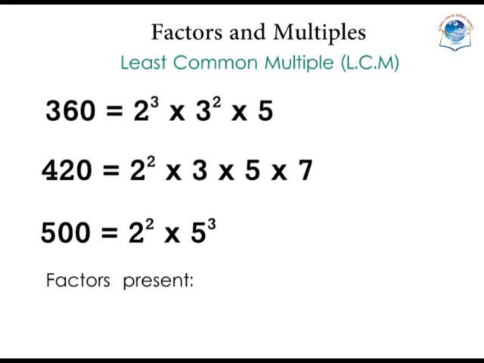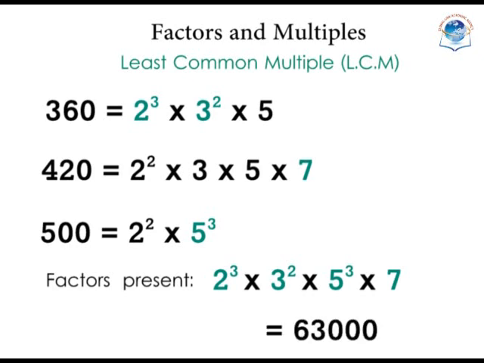The factors present are 2, 3, 5, and 7. The largest 2 is 2 raised to power 3. We pick that. The largest 3 is 3 raised to power 2. We pick it. The largest 5 is 5 raised to power 3. And the largest 7 is the only 7 present. So we pick it. And so the LCM is 2 raised to power 3 times 3 raised to power 2 times 5 raised to power 3 times 7. And that gives us 63,000.